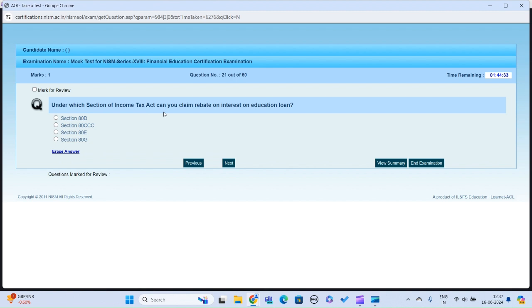So under which section can an income tax payer claim a rebate on interest on? It is 80C, 80D. I think it's for medical insurance.